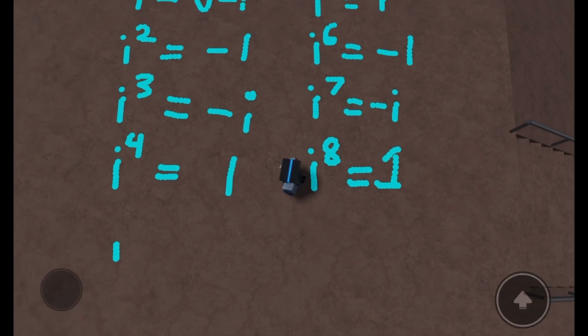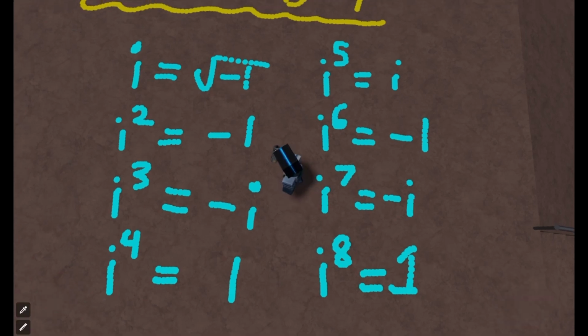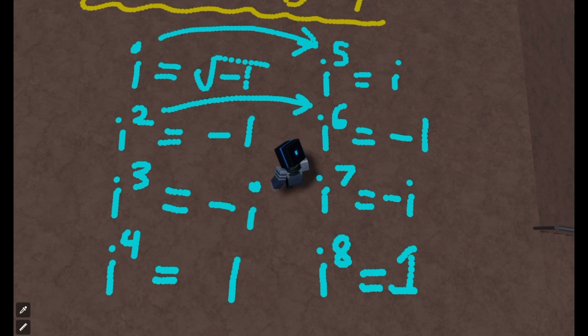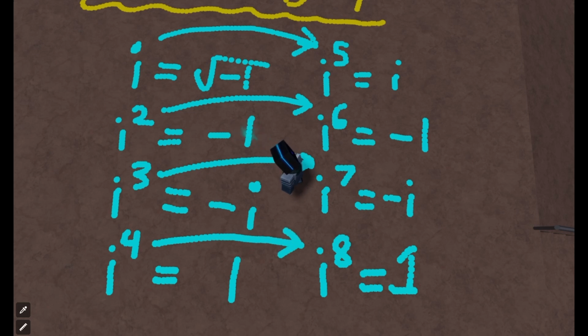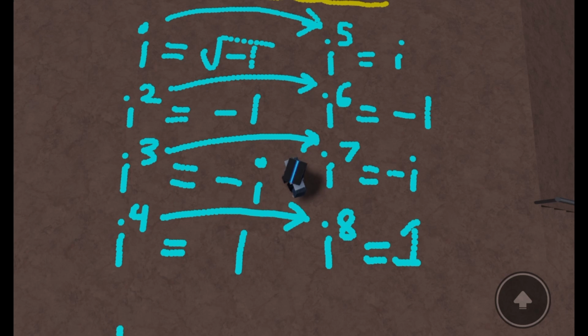So I want you to notice something. Notice how every 4 powers, from i to the first to i to the fifth, or i to the second to i to the sixth, or from i to the third to i to the seventh, or from i to the fourth to i to the eighth, notice how we repeat every 4 powers of i. Let's see if we can turn this into a trick to allow us to find higher powers of i.